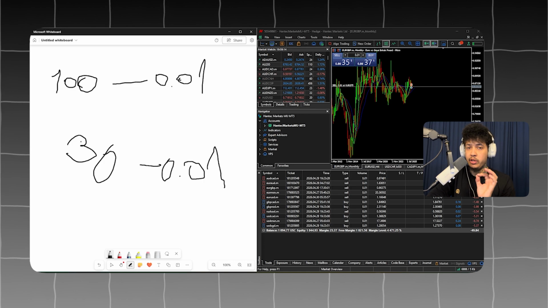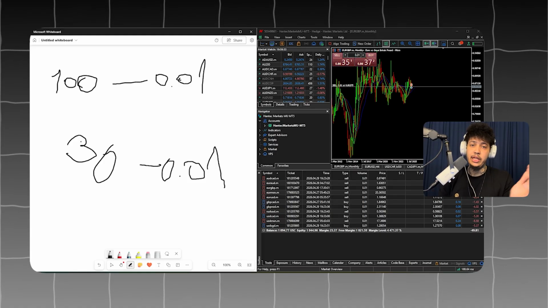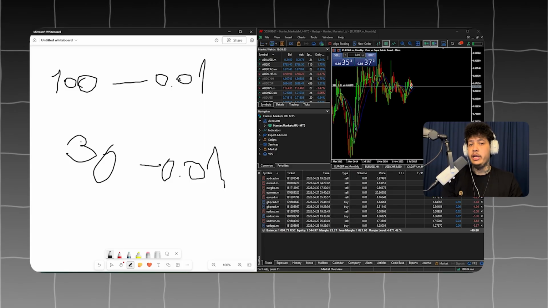If you're doing a proportional lot size of $30 to 0.01, instead of opening only 0.01 lot size with $100, you would have opened 0.03 lot sizes with the same $100. That means you can make more losses or more profits. So that's more or less what you're going to do in this case, because we're talking about margin trading here.